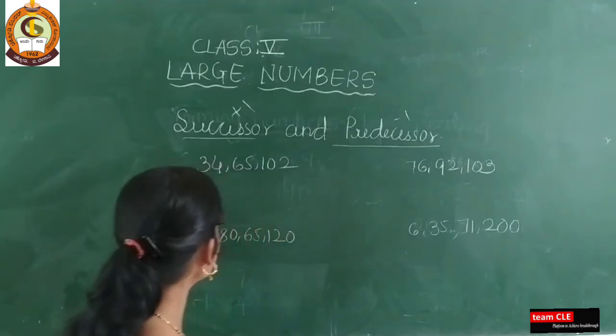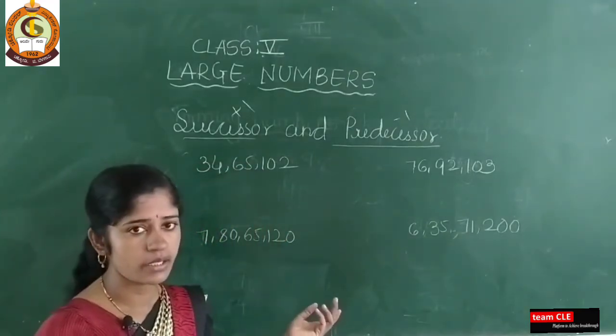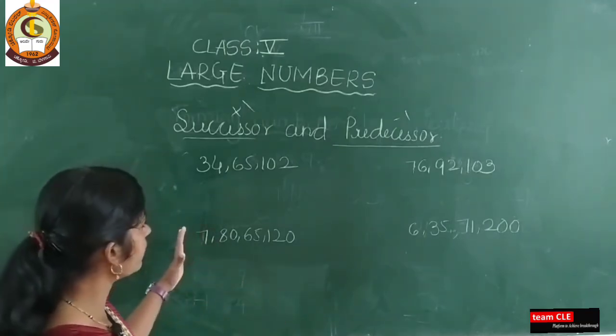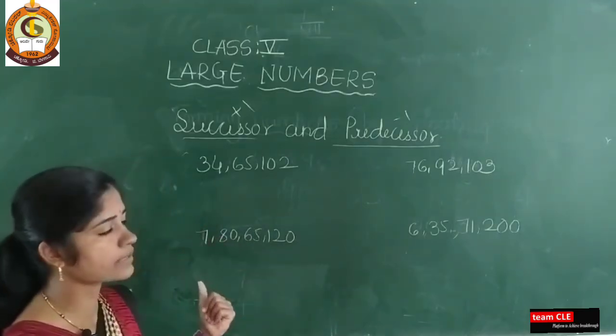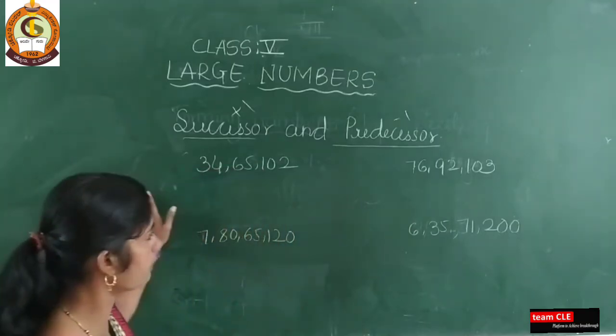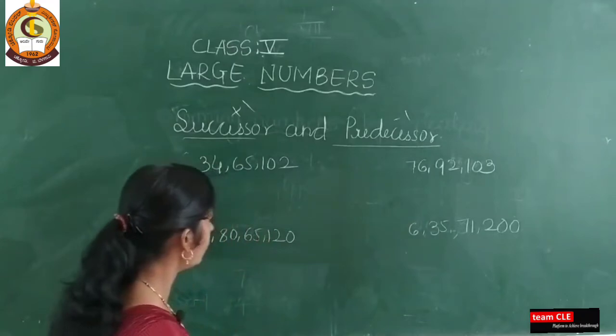See here, I already told you successor means the after number, predecessor means the before number of the given number. If only 2 is there you can write very easily, but here such big numbers are there, how to write? The question is, write the successor of the following numbers. Here, write the predecessor of the following numbers. So how to write it?